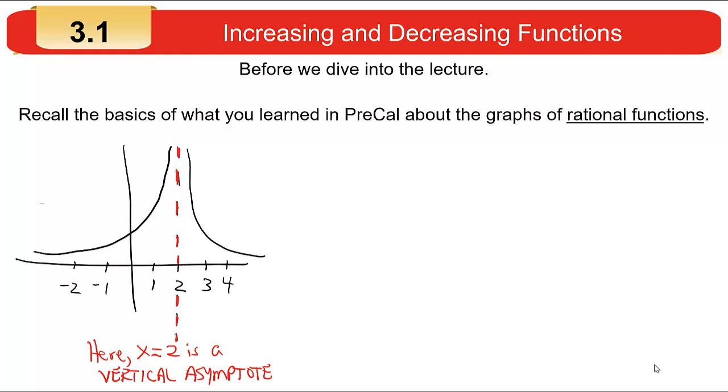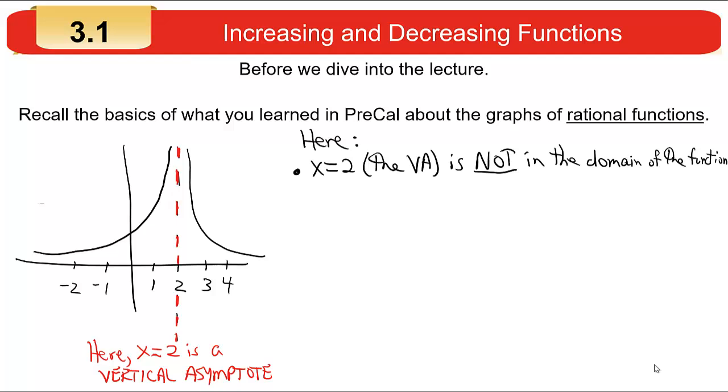This whole section is about increasing and decreasing functions, so pretty obvious when you're dealing with rational functions, knowing where the asymptotes are is going to be important because it's a place where the function can change from increasing to decreasing or vice versa. So just something to keep in mind. Notice here that the vertical asymptote, which is true of all vertical asymptotes, here it's x equals 2, is not in the domain of the function.